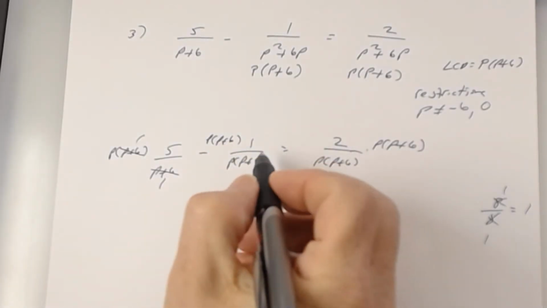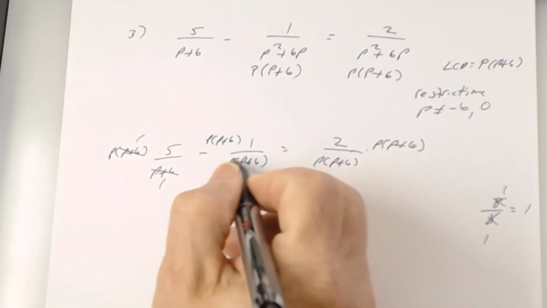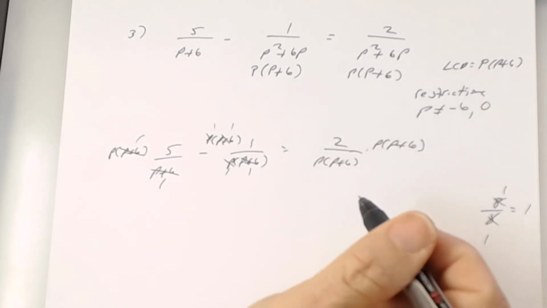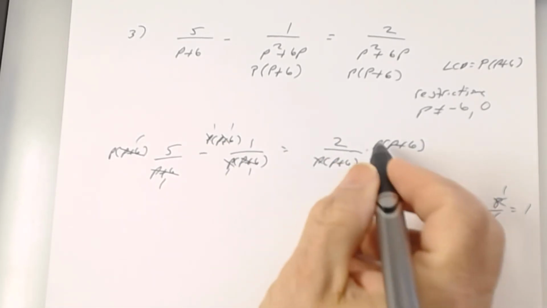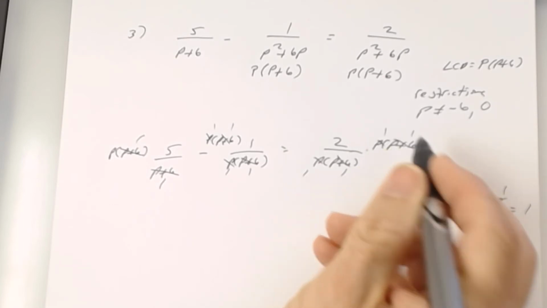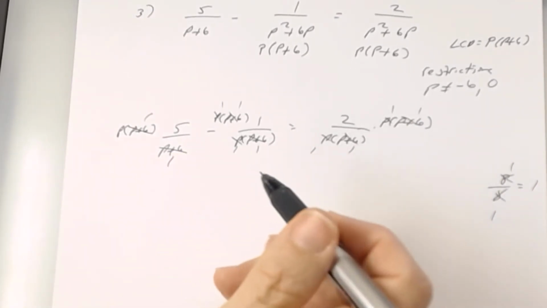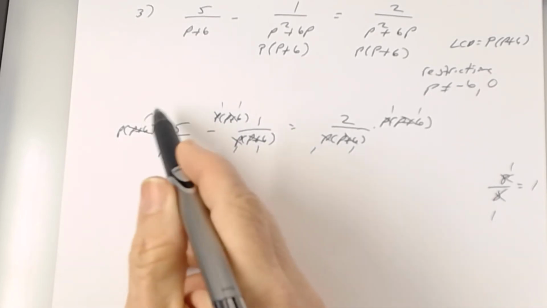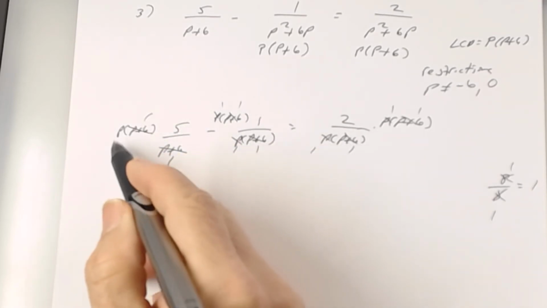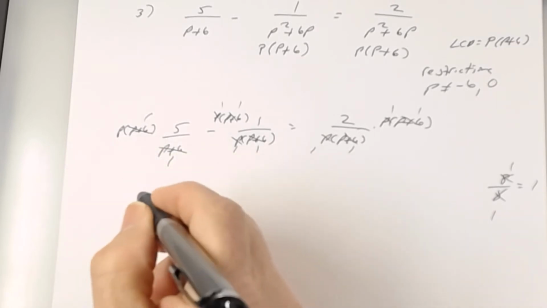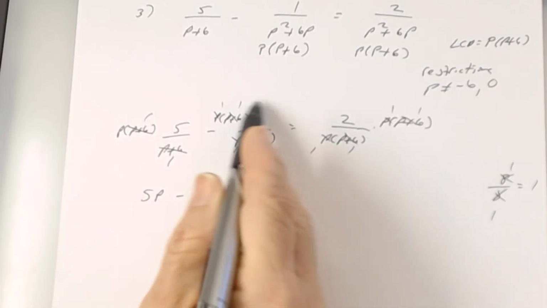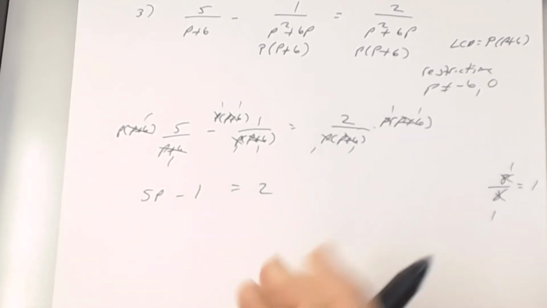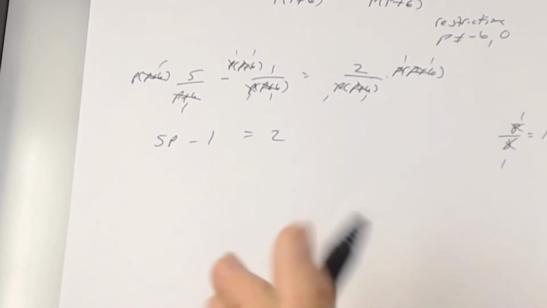Over here, what can I reduce over here? The p and the what? P plus 6. Over here, what can I reduce? The p and the what? P plus 6. All right, so let's look at what we have. What is this right here that I end up with? 5 what? P. Don't forget the P. You can't see it very well, but that's a P there. Minus, what's this? 1. Equal, what's this? 2.